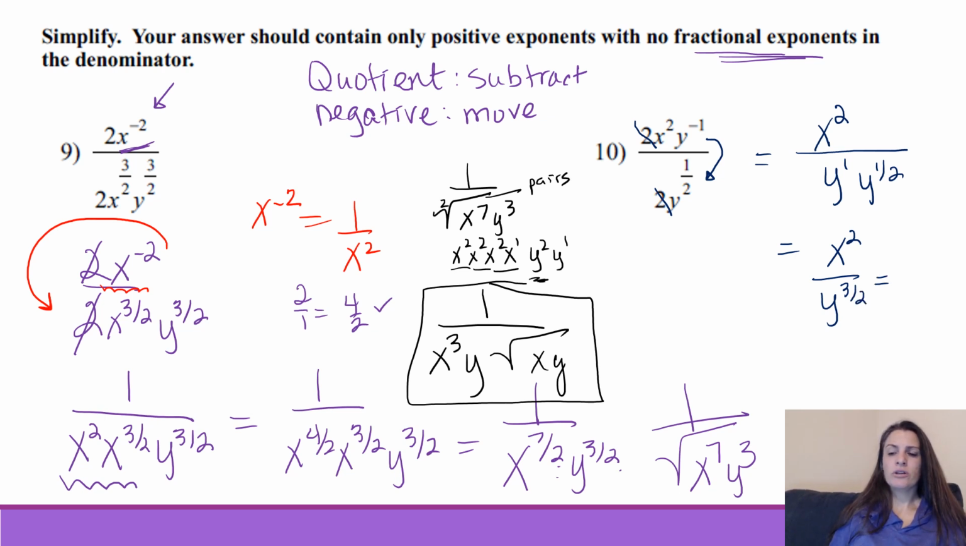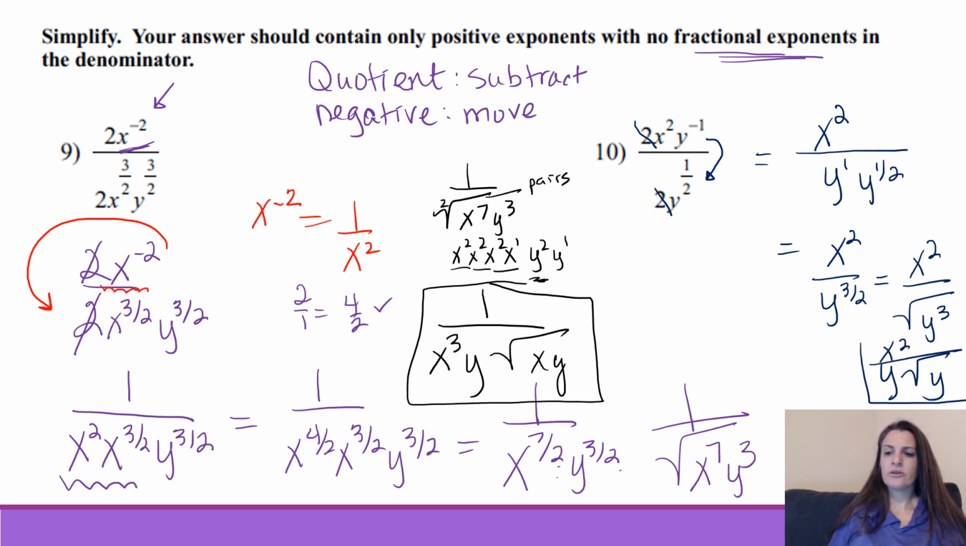And then your last step for that one is just writing y to the 3/2 in radical form. So I'm taking the second root or the square root of y to the third. Okay, check. Can you reduce that? You definitely can. You've got a pair of y's, one pair of y's, and one guy left over. That's all underneath an x squared. So your final answer for number 10 is x squared over y times the square root of y.